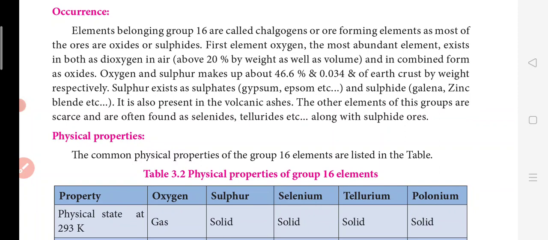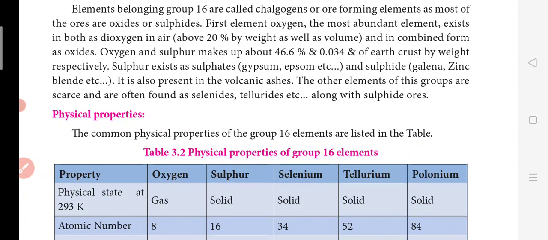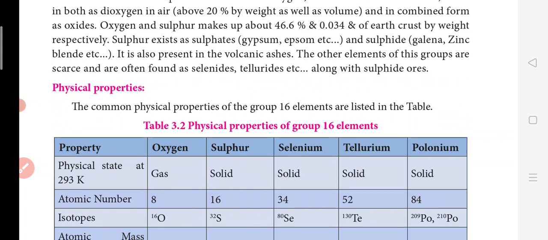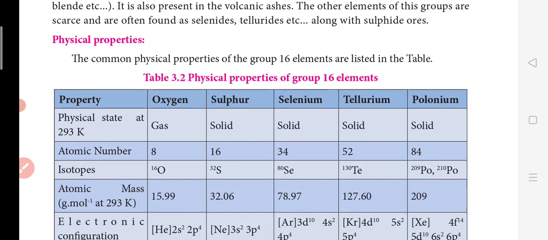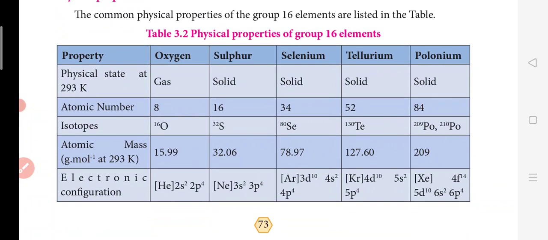Sulfur exists as sulfates like gypsum and Epsom salt, and as sulfides like galena and zinc blende, and it is also present in volcanic ashes. And the other elements in this group are scarce and are often found as selenites and tellurites along with sulfide ores. Now moving on to the physical properties.